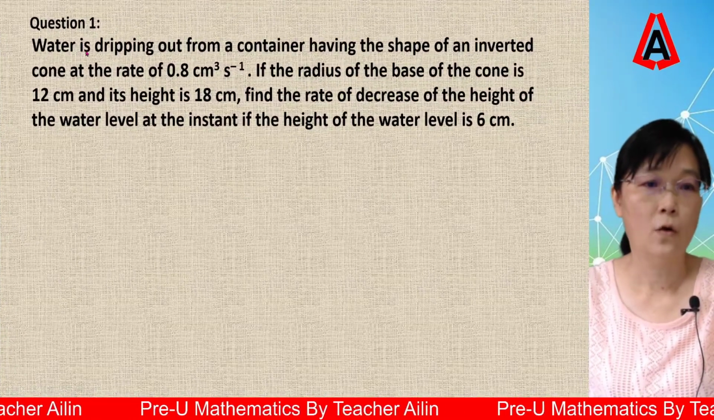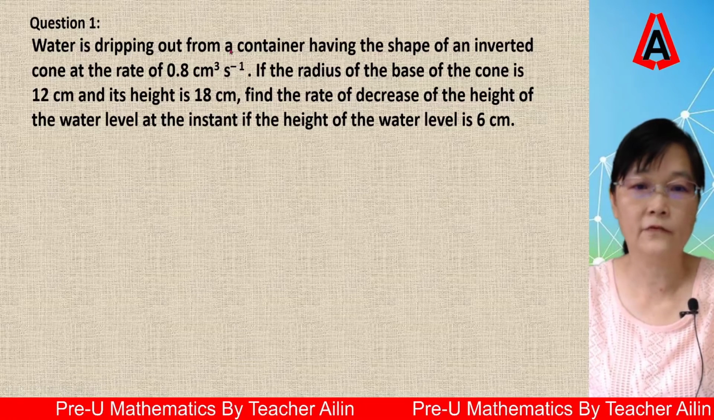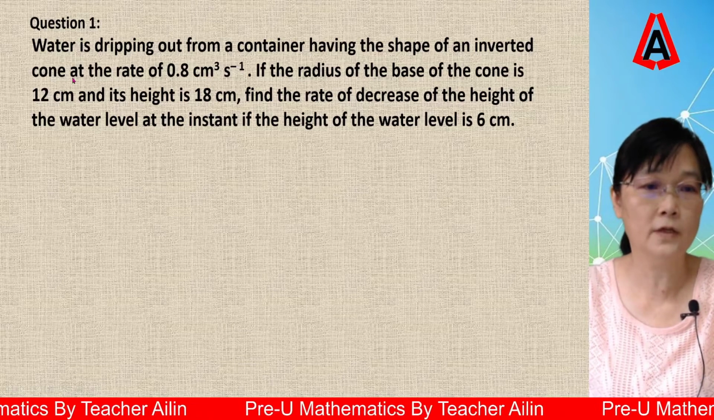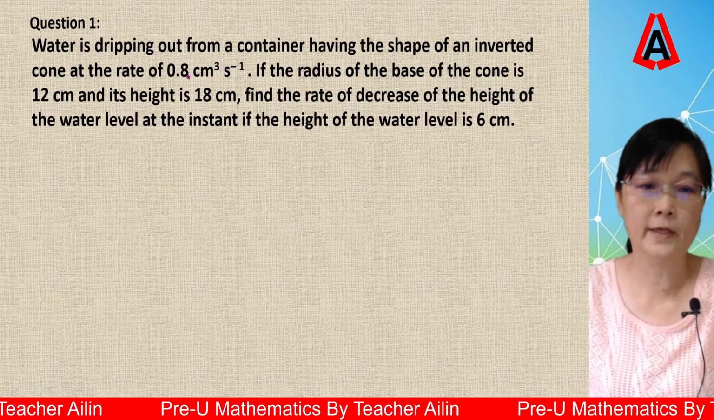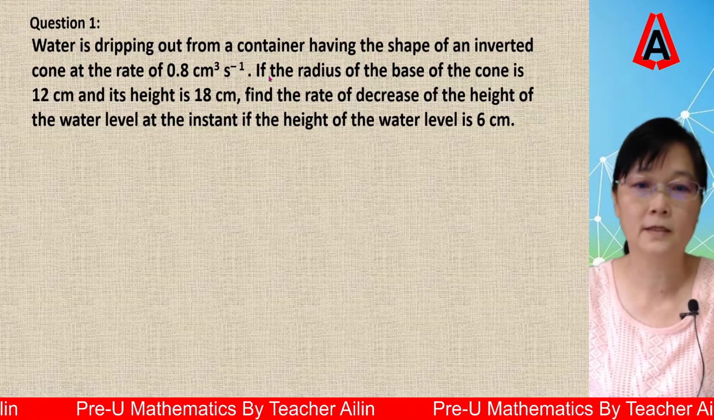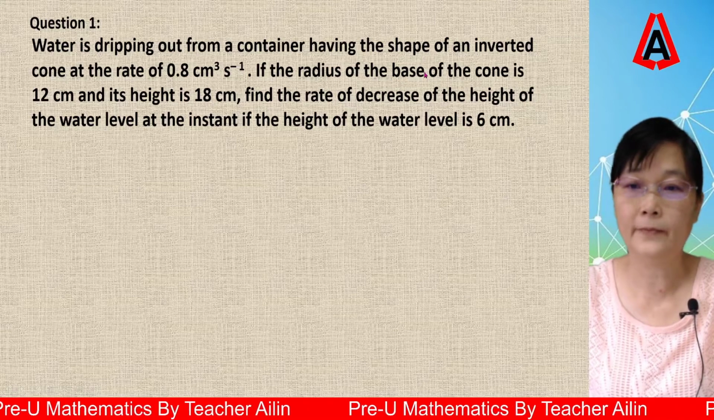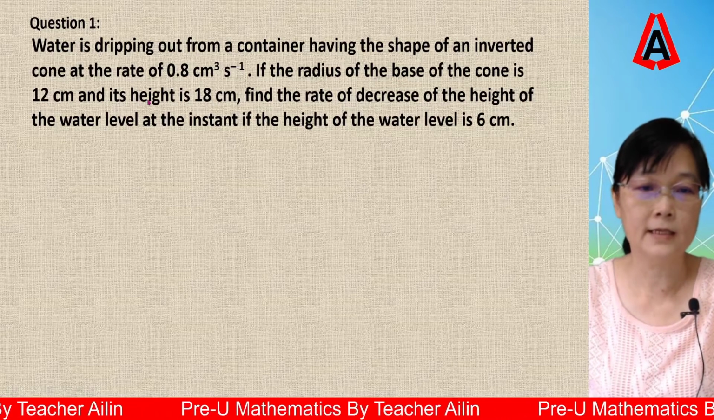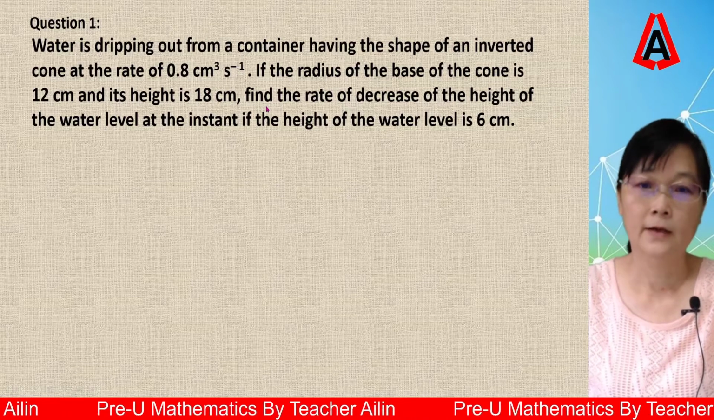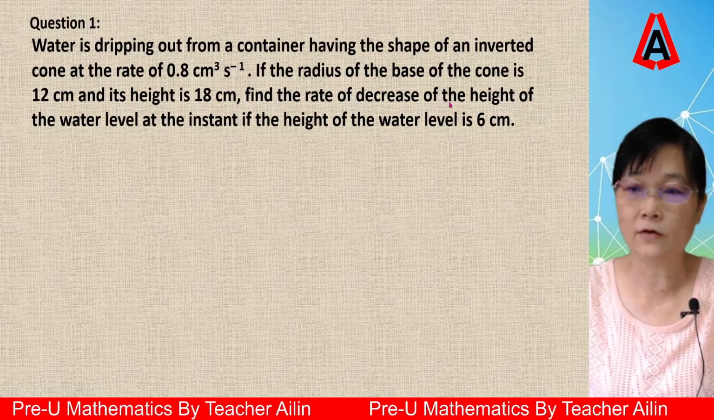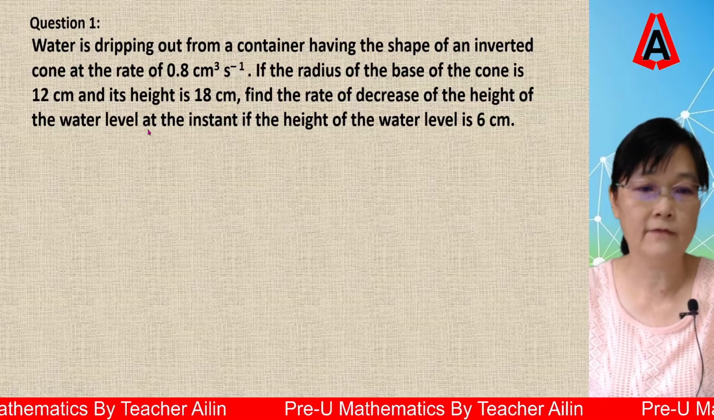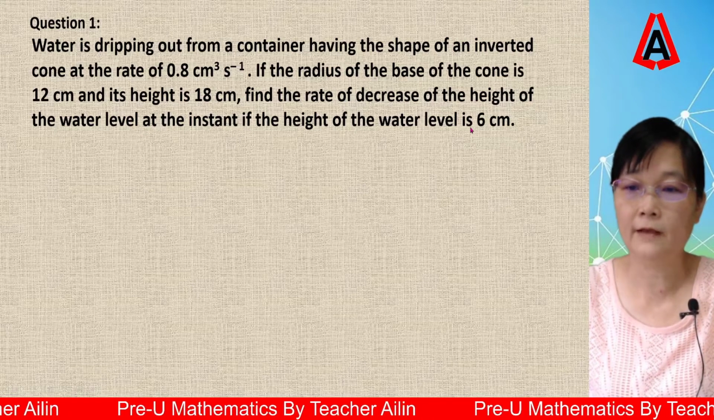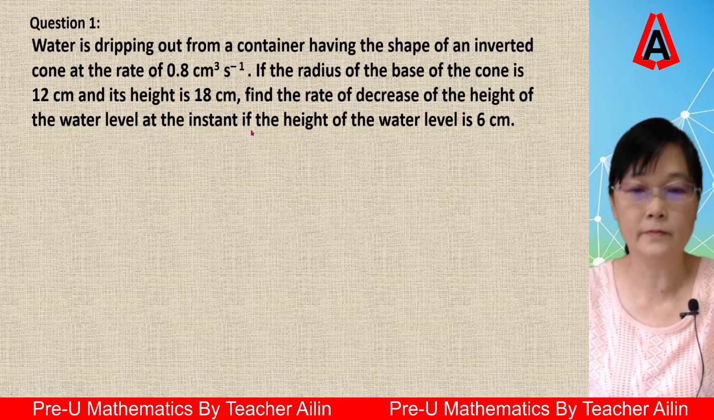Question 1. Water is dripping out from a container having the shape of an inverted cone at the rate of 0.8 cm³ per second. If the radius of the base of the cone is 12 cm and its height is 18 cm, find the rate of decrease of the height of the water level at the instant if the height of the water level is 6 cm.